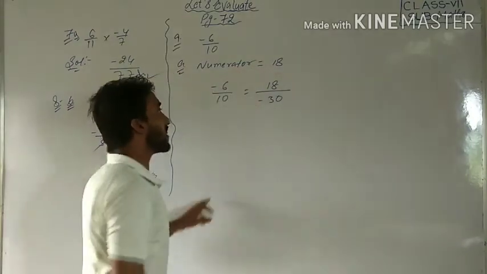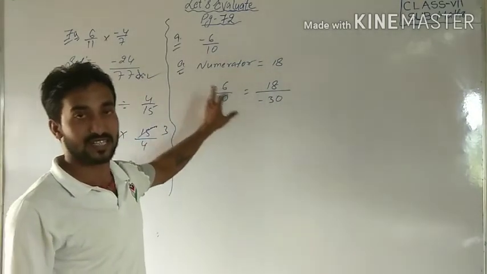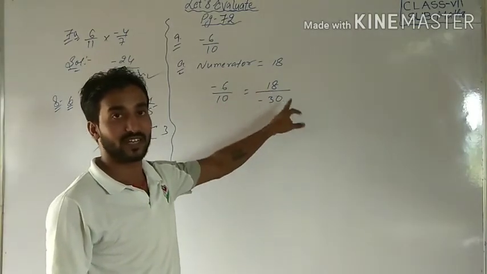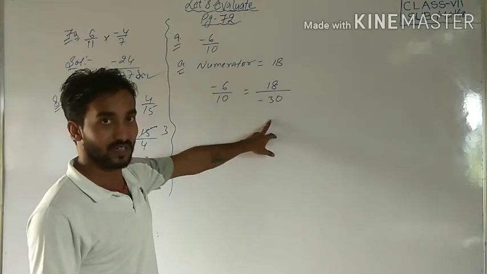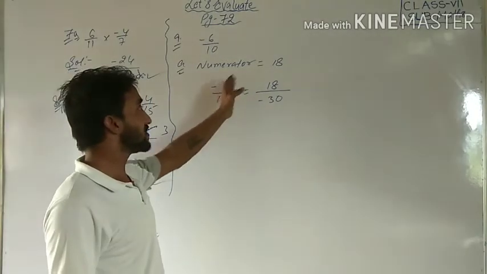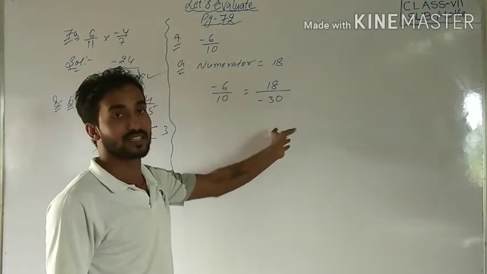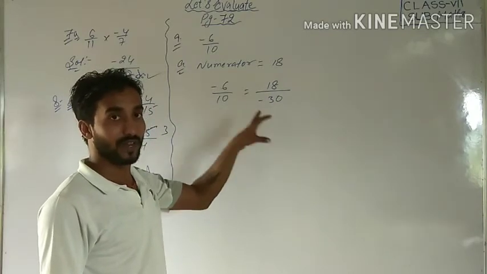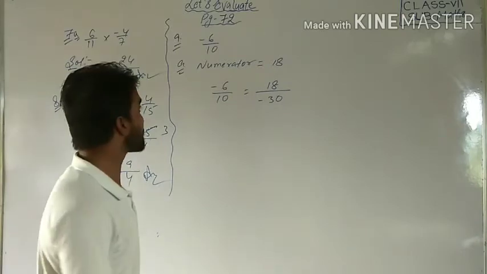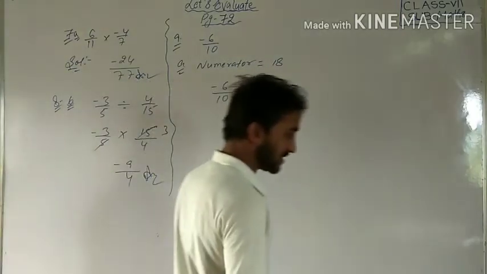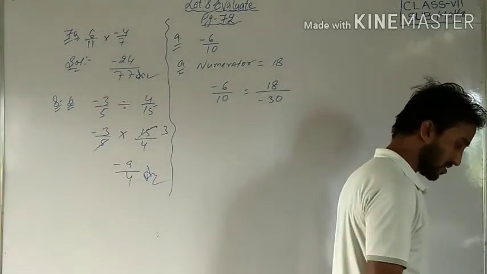Students, when a rational number is given and you are asked to make the numerator in that way, you have to calculate in the same way. We will consider whether the given numerator is obtained by multiplying or dividing the given rational number, and then you calculate accordingly. So students, question number 9b, now it's your turn to do.